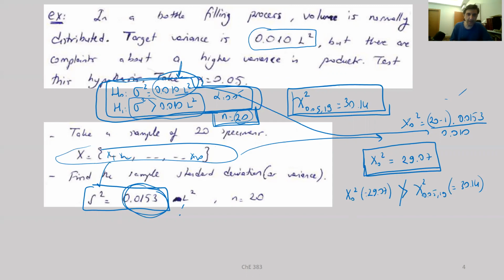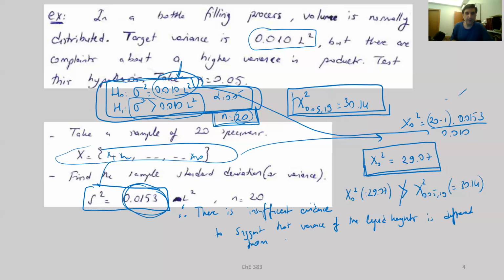Therefore, we would say there is insufficient evidence to suggest that variance of the, let's say, liquid heights is different from 0.010 liters square at significance level of 0.05.